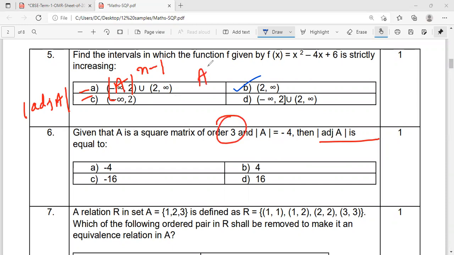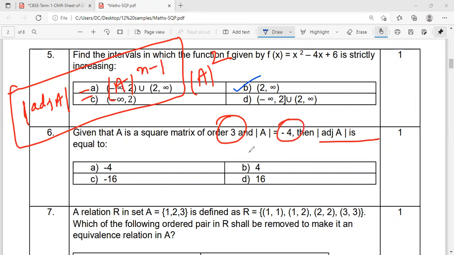So my answer should be determinant A to the power 3 minus 1, 2, right? I simply apply this formula. This is the property of determinant. We learned this theorem in class. So here, A squared, A is given as minus 4, and the square of minus 4 is 16. So your option is the square of minus 4, which is 16.